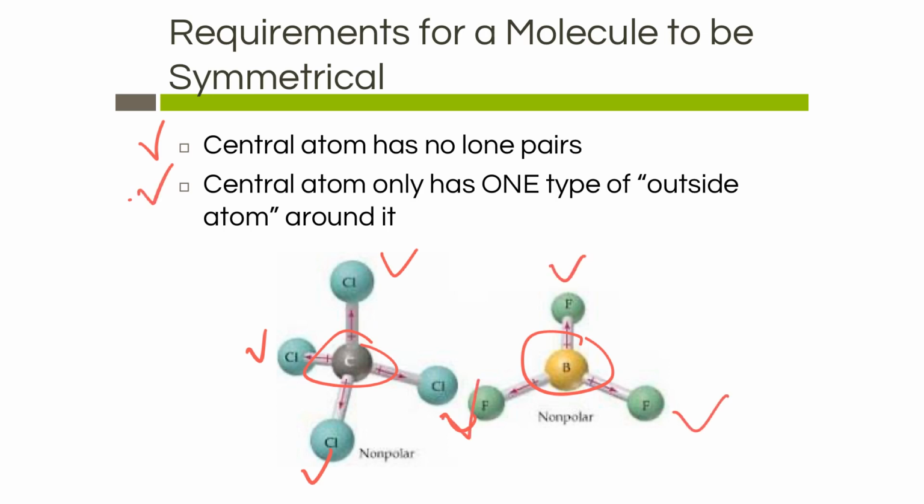Now, one could argue that if two different atoms had the same electronegativity, that would also be true, but that's A, unlikely, and B, they're not going to be the exact same electronegativity, and so it's not going to cancel. So you want to look to make sure that there's no lone pairs around the middle, and you want to make sure those outer atoms are all of the same variety.